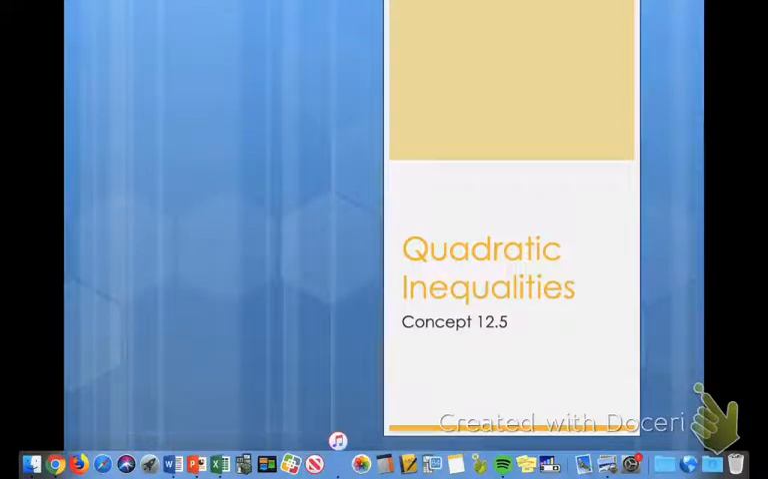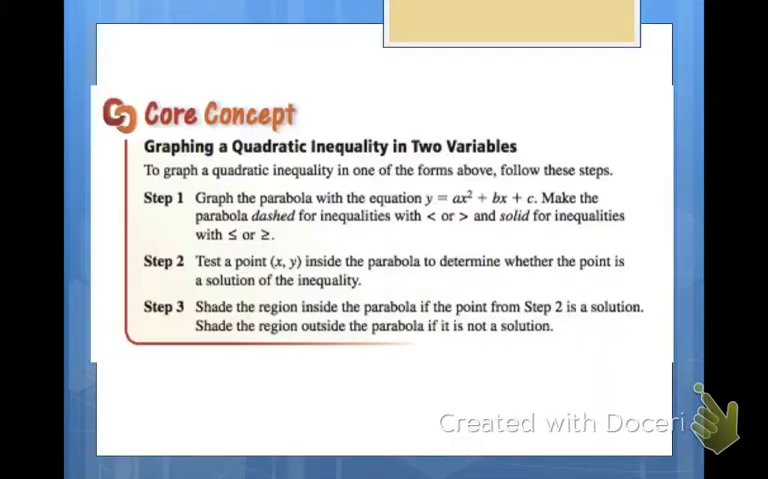Concept 12.5, quadratic inequalities. In this concept, we're going to talk about just what you see here, a quadratic equation, but as an inequality. The way that we solve these or show the solution area is by graphing and shading, just like you've done with linear inequalities. So here are steps to graphing a quadratic inequality.